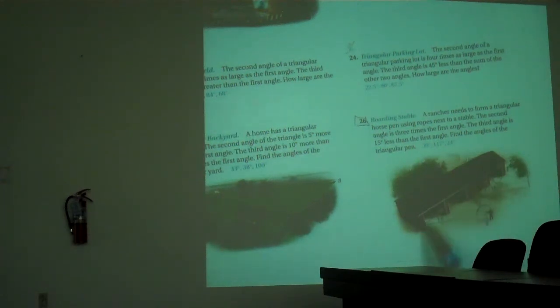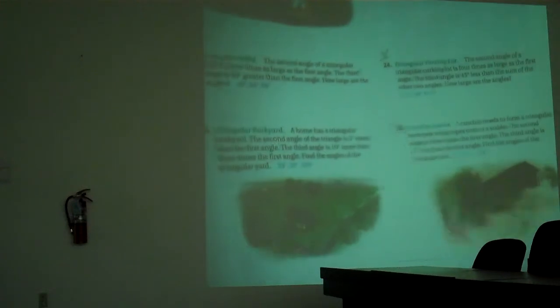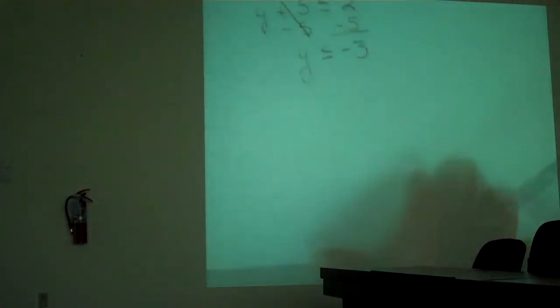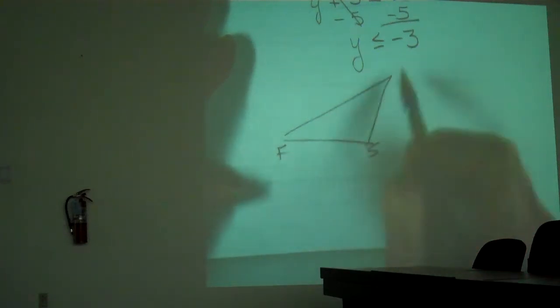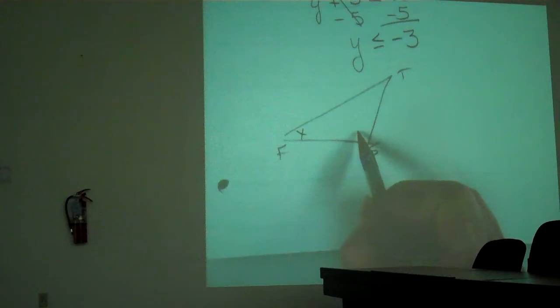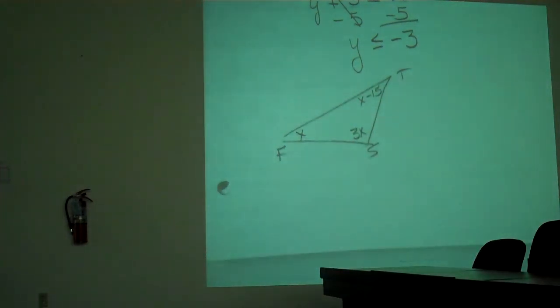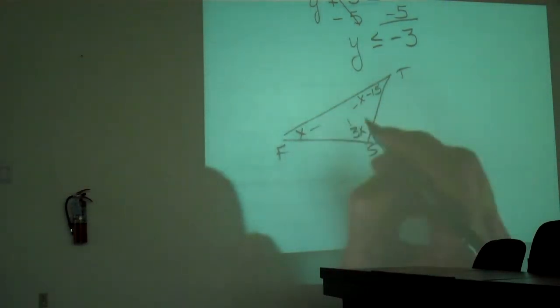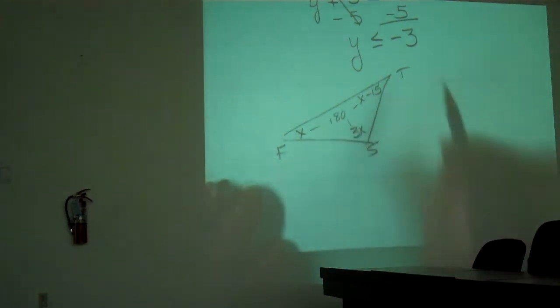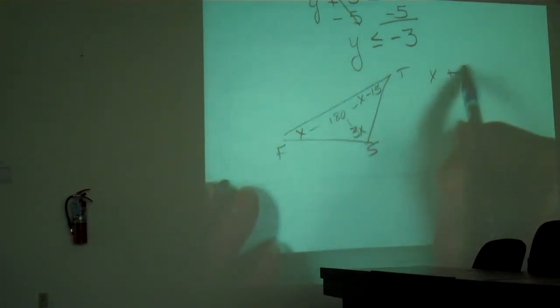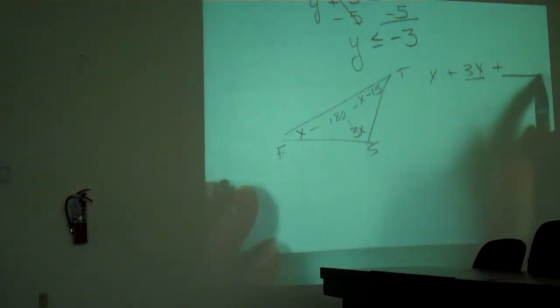So let me draw this just like it is in the book. And all you do is find all three numbers. They called this our first, second, and third. Our first was x. The second was 3 times x. And the third angle was 15 less than the first angle. And what do these 3 angles add up to? 180. So you have x plus 3x plus x minus 15. That's your 3 angles. Add up to 180.